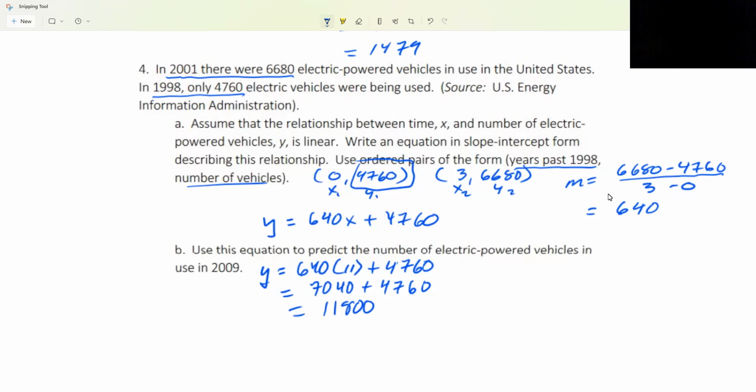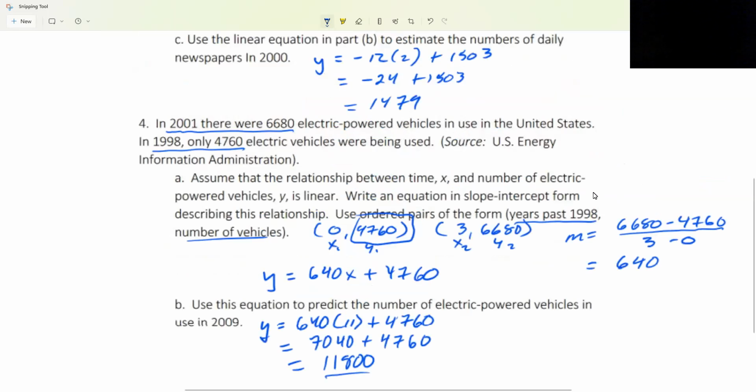Then just look at it. Remember, in year 0 you got almost 5,000, and in year 3 you got a little more than 6,500. Now remember, 2009 is 11 years down the road. Can you buy that number? Sure. Yeah, that makes sense. So just keep in mind that you got to know what x is representing and what y is representing. Then everything else is just plug and chug.